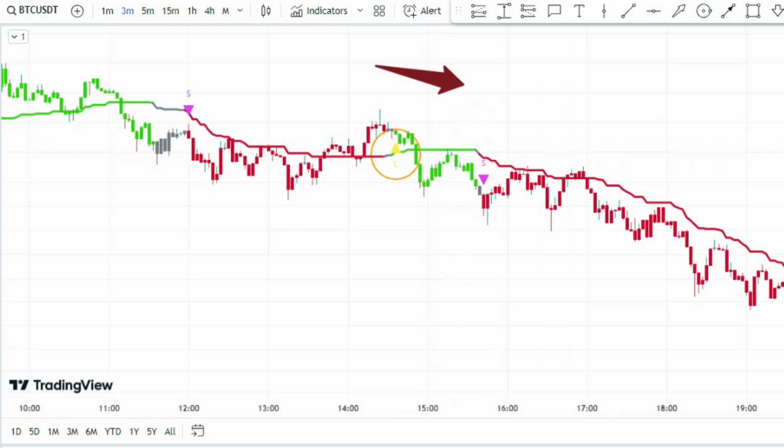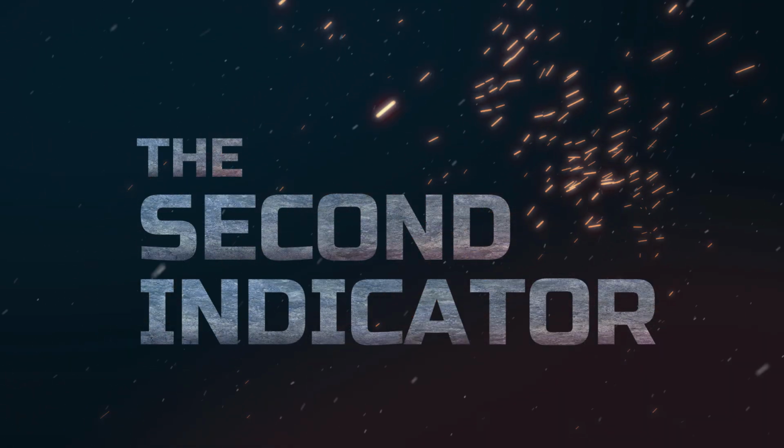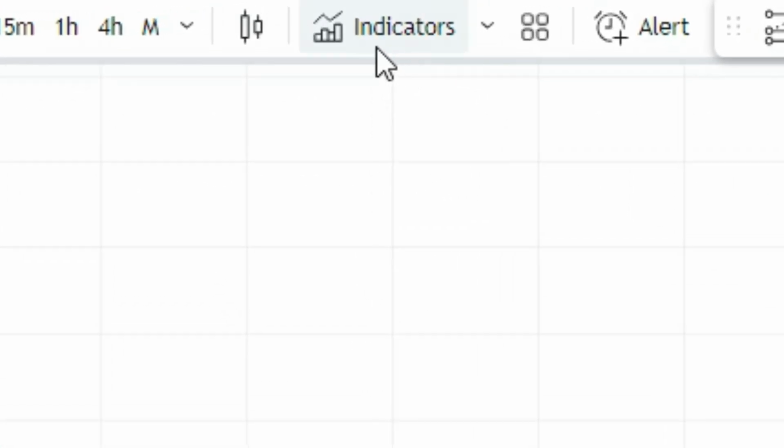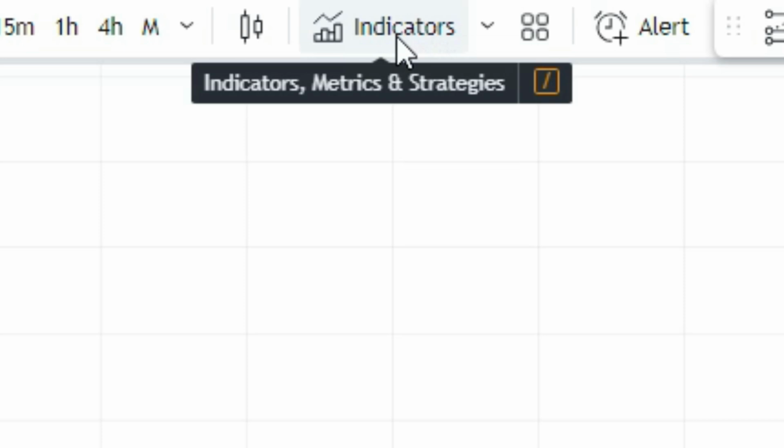So, to make sure we're not falling for misleading signals, let's add a touch of magic to our strategy with the Flying Dragon Trend Indicator. This indicator will help us enhance our strategy and filter out the noise.